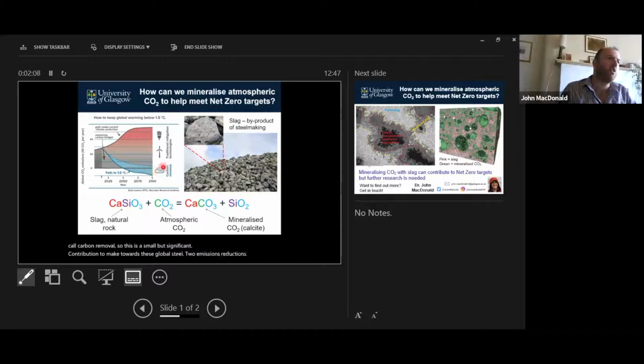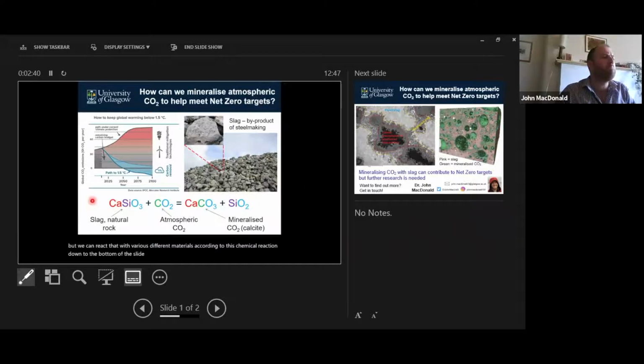And so carbon removal can take different forms. One of these is where we mineralize that CO2, either as it's being produced, say from a factory, for example, or CO2 that's already in the atmosphere. So what do I mean by mineralizing it? Well, CO2 is, of course, a gas, but we can react that with various different materials according to this chemical reaction down at the bottom of the slide here.